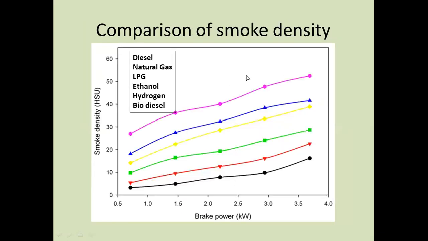So next slide, we can discuss the smoke density. We analyze the smoke density with the help of the AVL smoke meter, which is a separate smoke meter. We can analyze the smoke level because different types of smoke are present: black smoke, white smoke, and gray smoke. With alternative fuels in the internal combustion engine, the smoke is higher for biodiesel because biodiesel has higher viscosity compared to other fuels, so the smoke level is high in biodiesel.